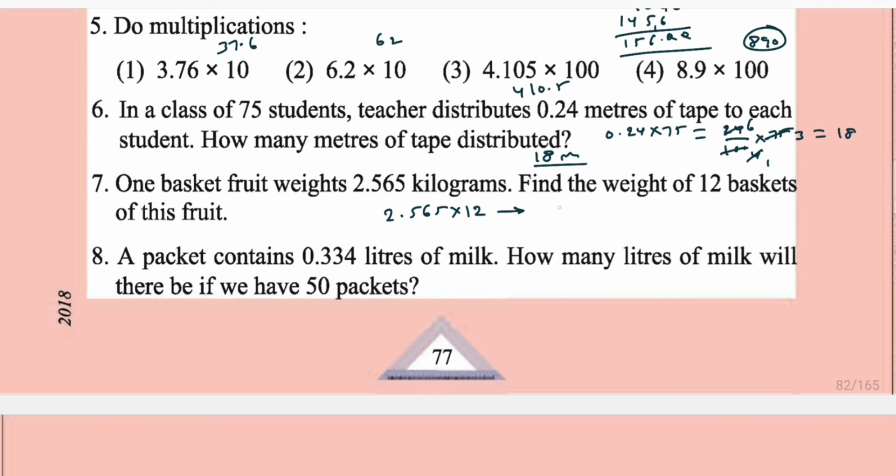Then how to proceed? There are different ways again. 12 can be written as 10 plus 2. 2.565 into 10 is 25.65, into 2 is 5.03. Add them up. 30.68 kg is the answer. Okay.